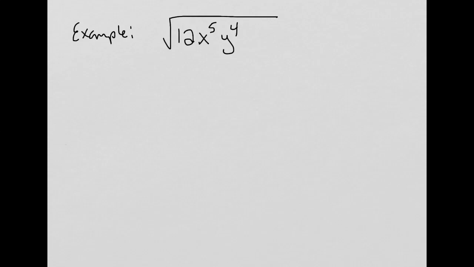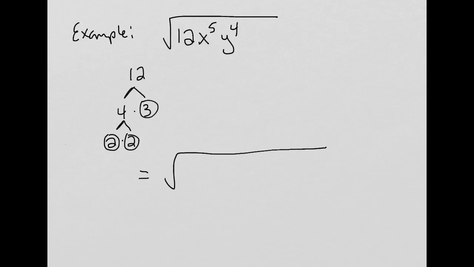Okay, so if we do our first step, if we factor things out, one way to factor 12 is 4 times 3. And then if we factor the 4 down, 2 times 2, we can't go any further with our factors. And then if we do our variable parts, I'm just going to do that all underneath our radical. So 12 is really 2 times 2 times 3. Then I've got x to the 5th. And then I've got y to the 4th.